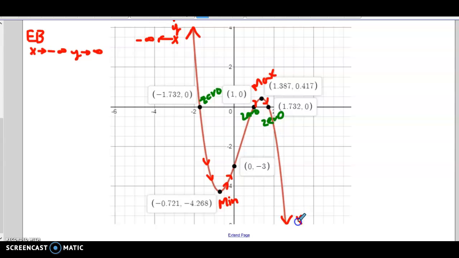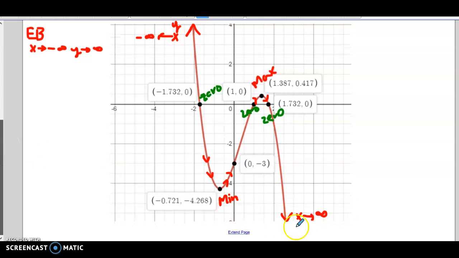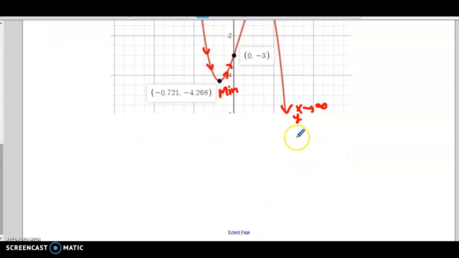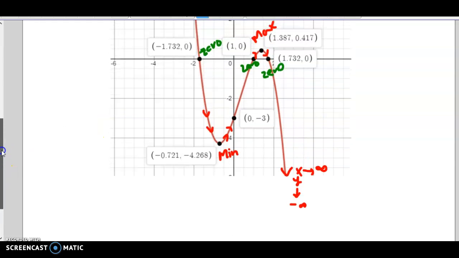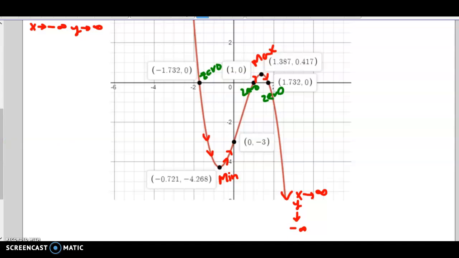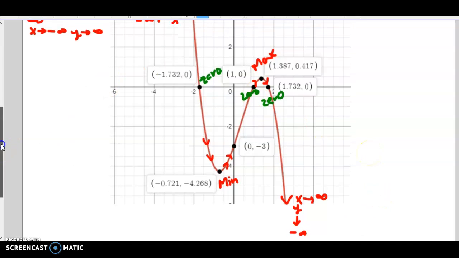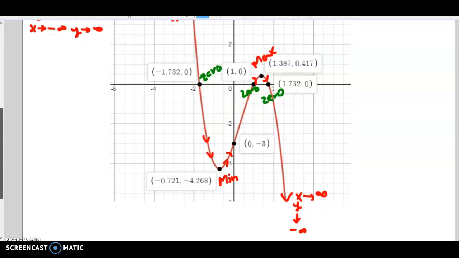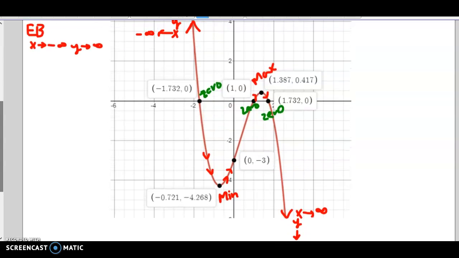And this arrow, as X goes to positive infinity, or in other words, as this arrow goes to the right forever and ever, this Y is going down to negative infinity. So as that X goes to the right, this Y is going down to negative infinity. A little bit different than quadratics where the end behavior, the Y's always did the same thing. Here they could do opposite.